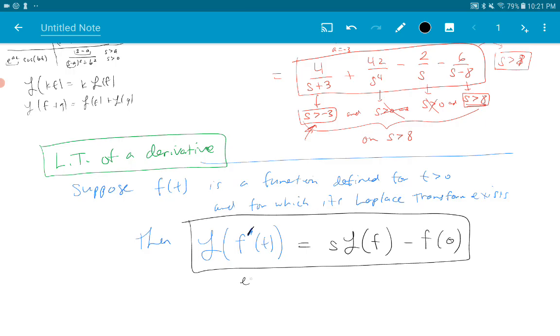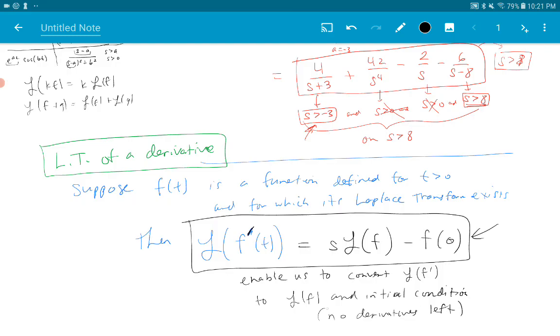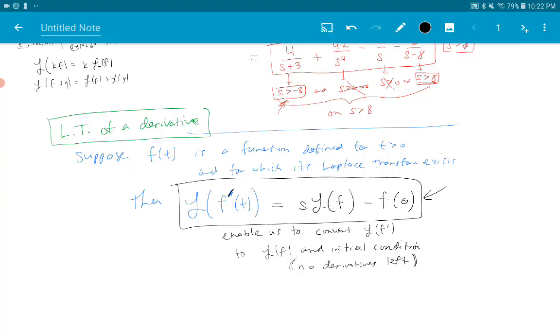This is very important because it will enable us to convert the Laplace transform of a derivative to Laplace transforms of f and an initial condition. And notice there's no derivatives left on the right side of this equation. So this will provide a potential opportunity to use the Laplace transform to get rid of derivatives, which will enable us to solve some differential equations.